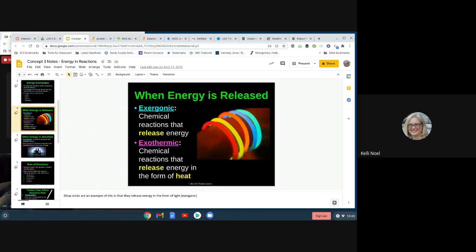So we're going to look at energy releasing first. There's two terms here, exergonic or exothermic. So exergonic is just any release of energy. It could be in any of those forms. Exothermic, because it has therm in it, is just the release of energy in the form of heat. So exergonic is the release of any energy type. Exothermic, the release of heat. So you need to know the difference there.